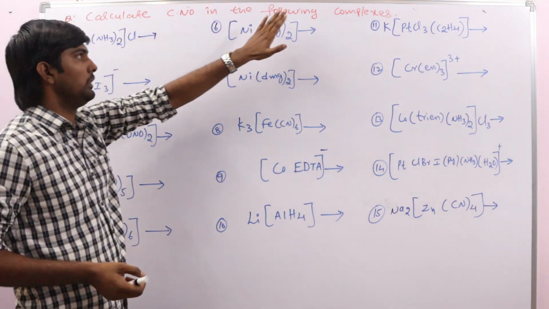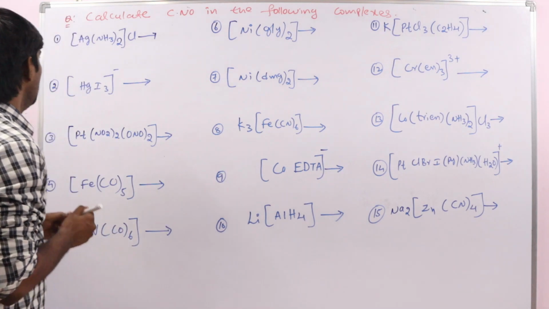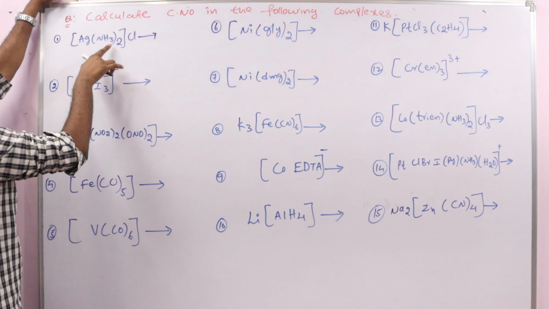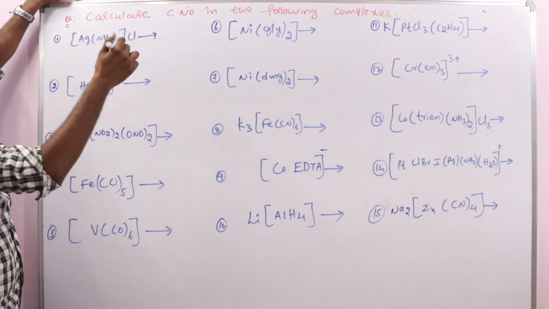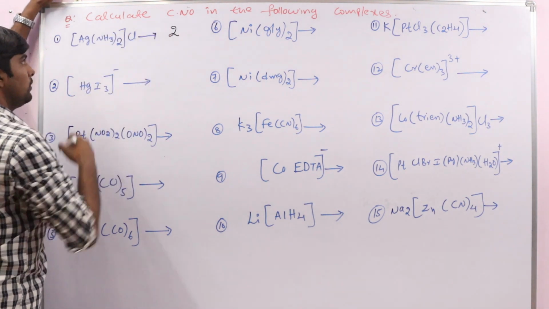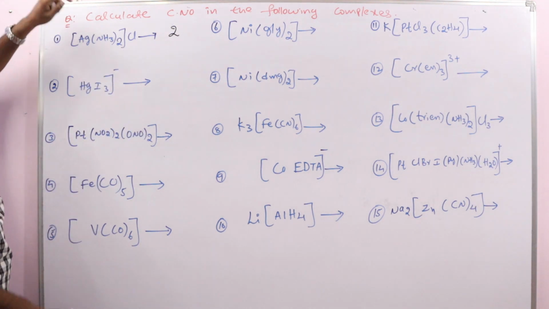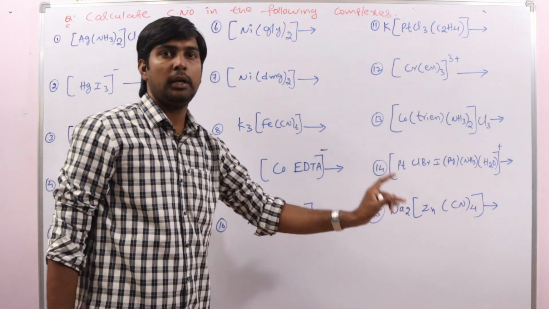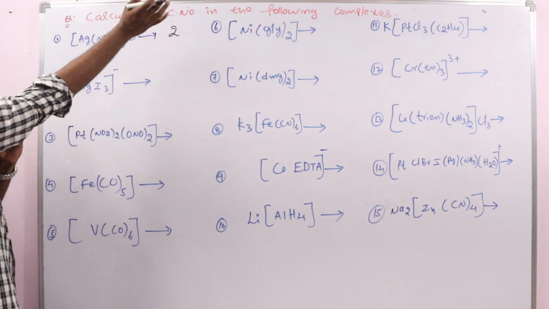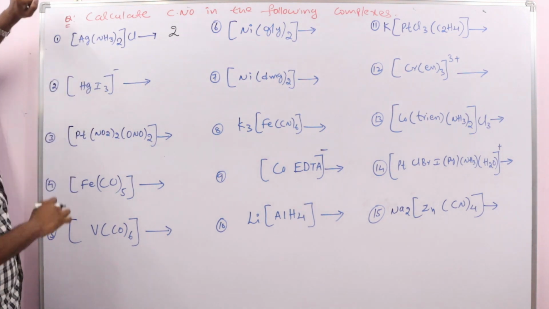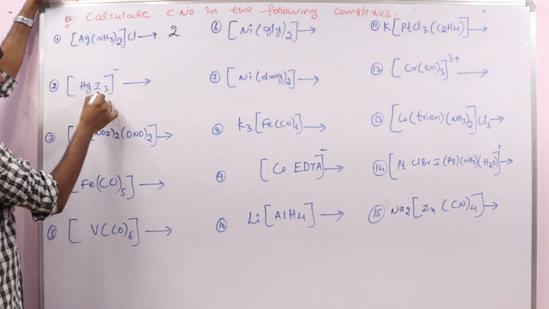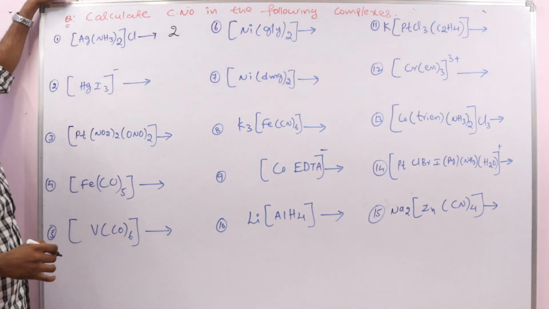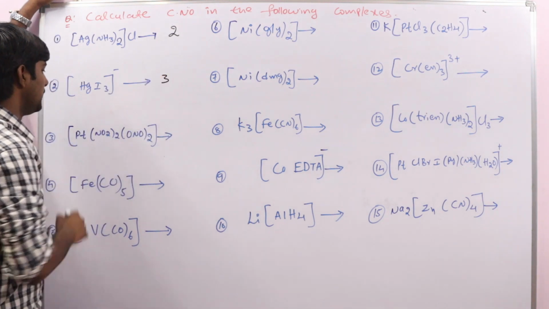Calculate coordination number in the following complexes. First one: amine is a monodentate ligand, and we have 2 ligands, so coordination number is 2. We should not consider the counter ions present outside the coordination sphere; only the species inside the coordination sphere. Next, we have 3 iodide ligands, each monodentate, so coordination number is 3.